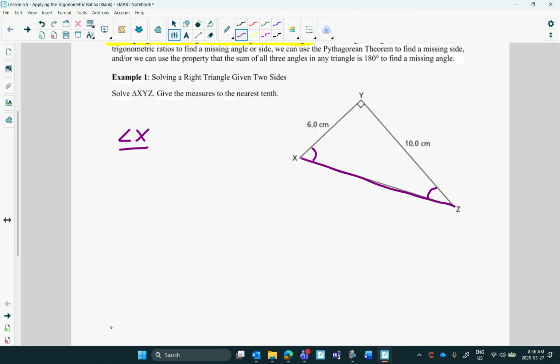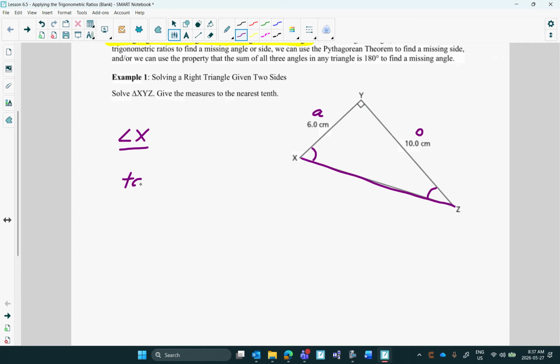Well, we're finding an angle, so Pythagoras is useless. Sum of the angles, but I don't know 2 of them, right? So trig is the only thing I can do. So let's start with x. Therefore, this side is opposite. This side is adjacent. So OA means TOA, which is tan.